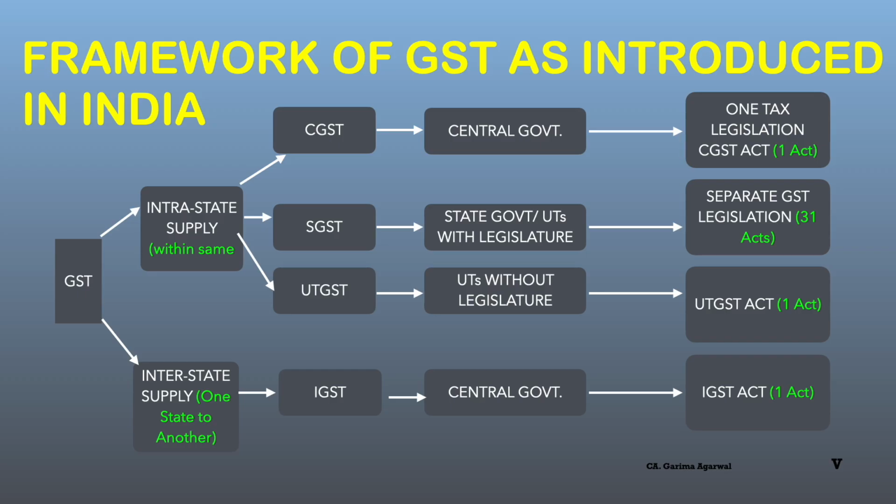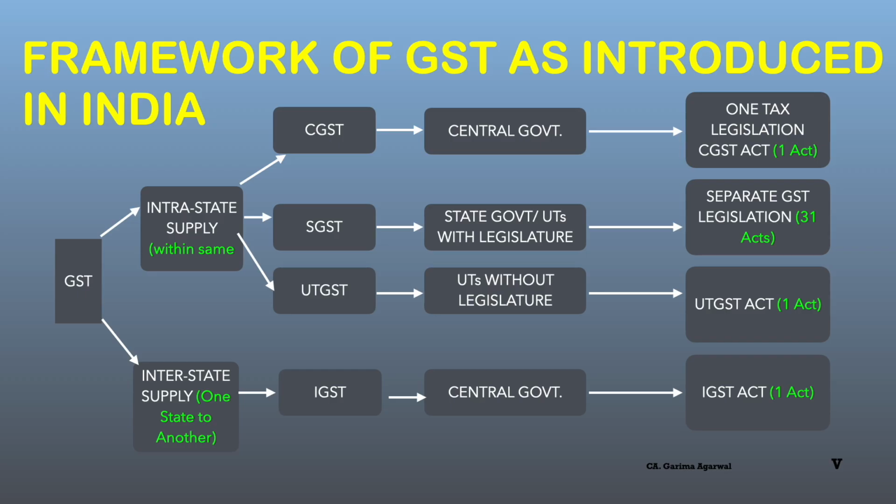SGST, that is State Goods and Service Tax. It is collected by the state governments, that is the 28 states and the 3 union territories with their own legislatures, on the same intrastate sales, that is the sale within the same state. So when there is an intrastate sale, both CGST and SGST will apply, and the rate of GST is divided equally between CGST and SGST.